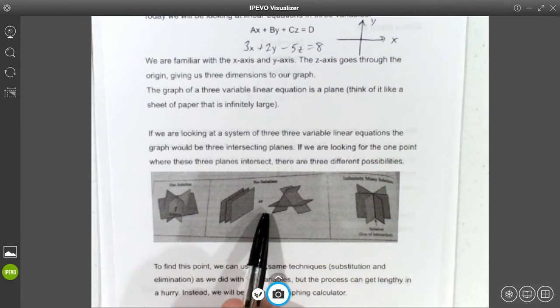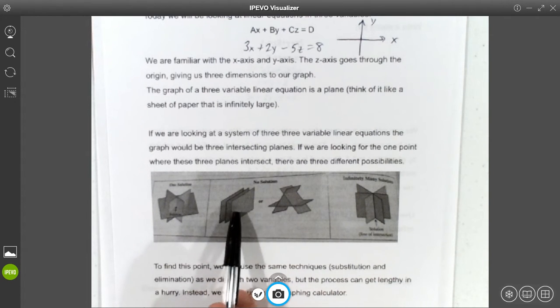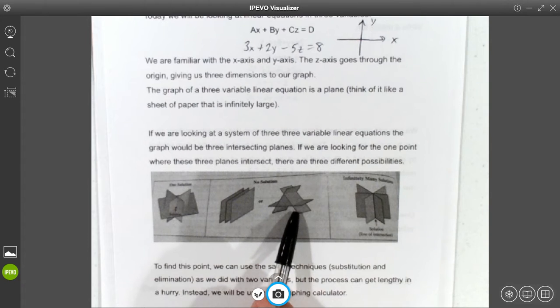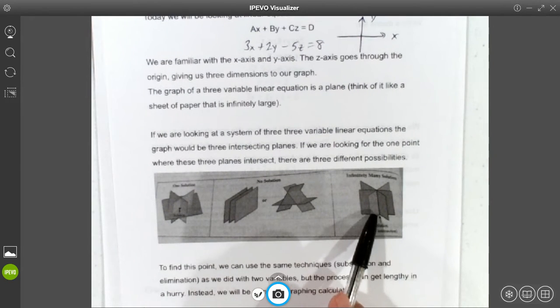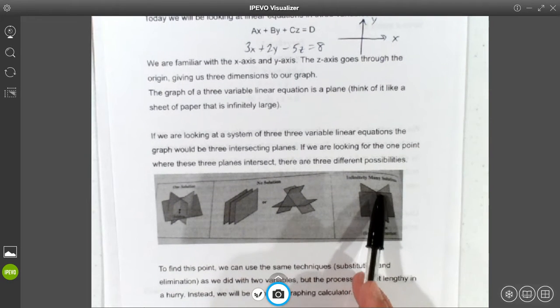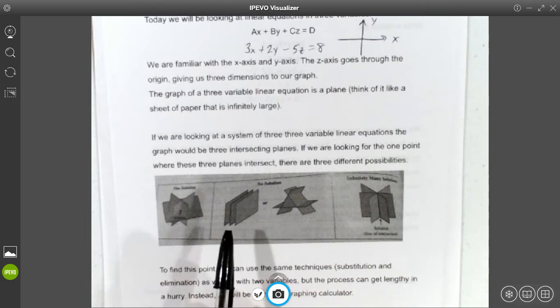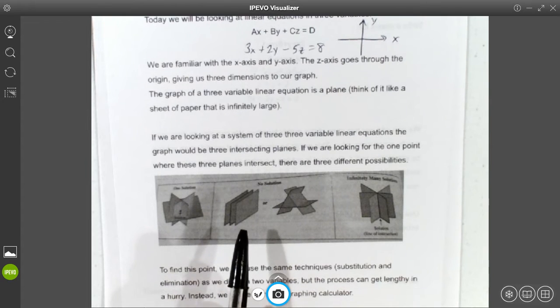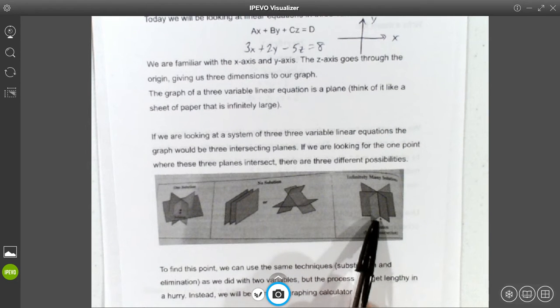Or they might not all meet; there's not a point where all three of them meet. Or maybe all three planes meet, but they meet in a line, an infinite number of points. Just like with two-variable equations, we have the possibility of one solution, no solution, or infinitely many solutions.